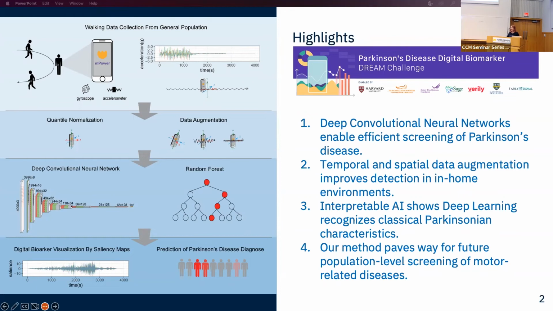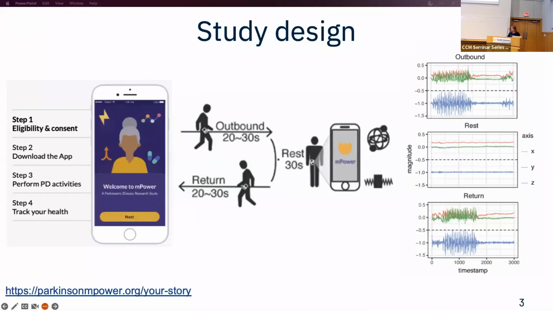So using our daily records collected from our mobile phone every day, we would probably be able to screen Parkinson from before it starts, at the early stage. This comes to the study design.